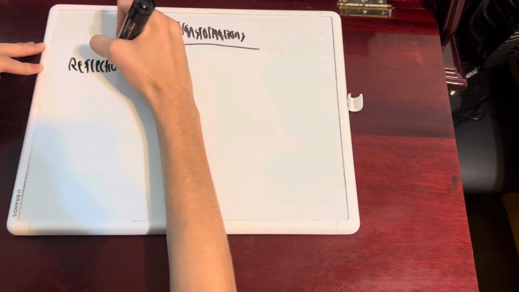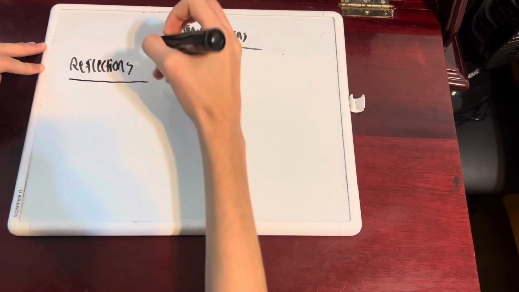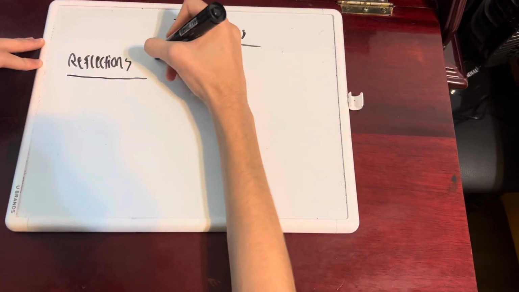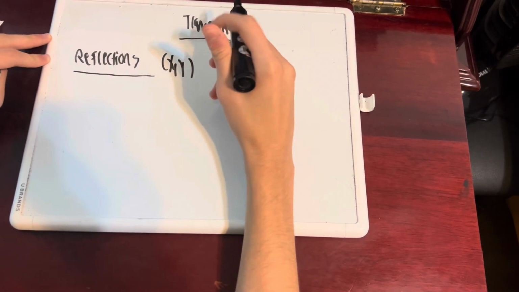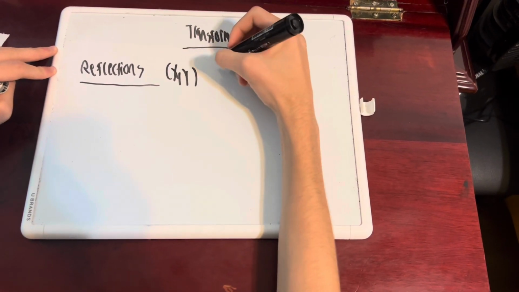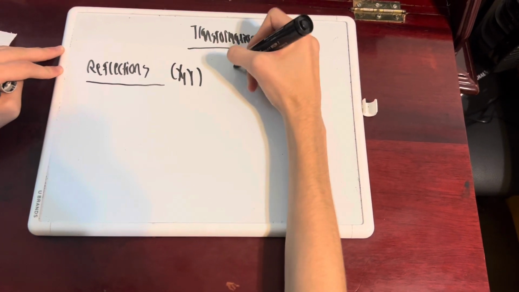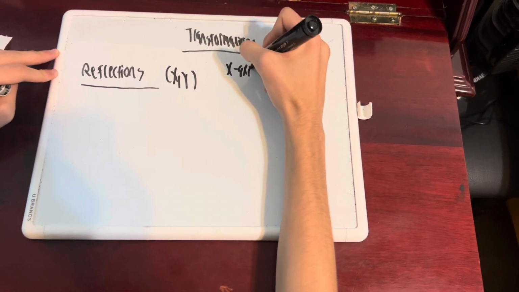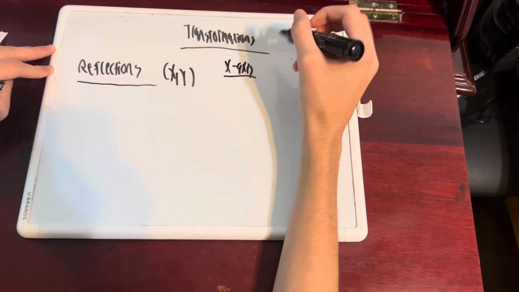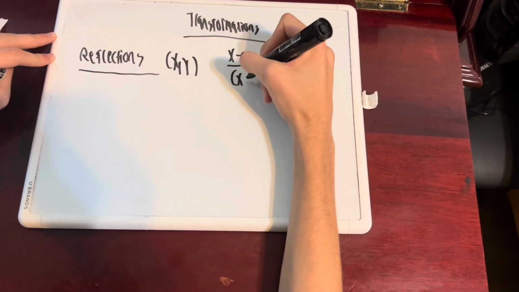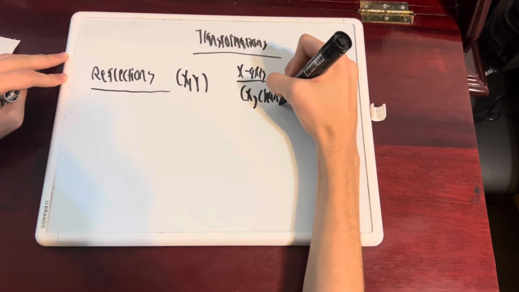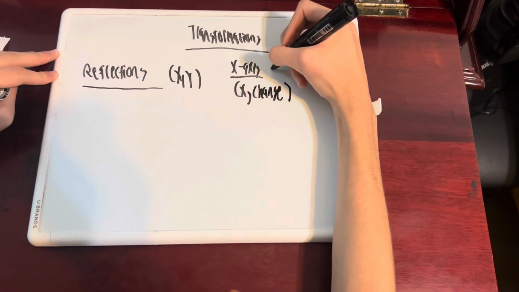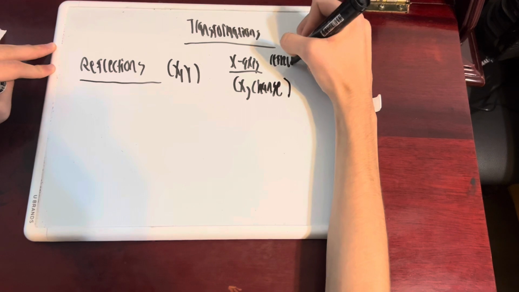Reflections. Whenever we're doing reflections, we're talking about coordinates x and y. If we say a reflection over the x-axis, we say that our x will be constant, however, our y will change. And we have a reflection over the x-axis.